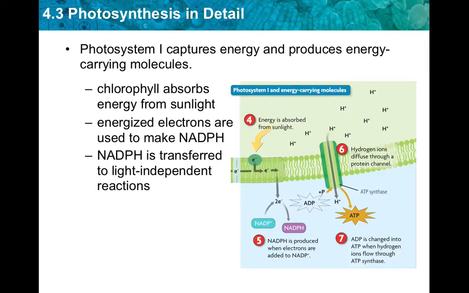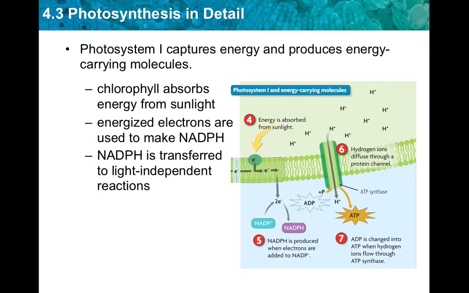Photosystem 1 and energy-carrying molecules. Energy is absorbed from sunlight like in PS2. Similar molecules absorb sunlight and electrons are energized and leave the molecule.